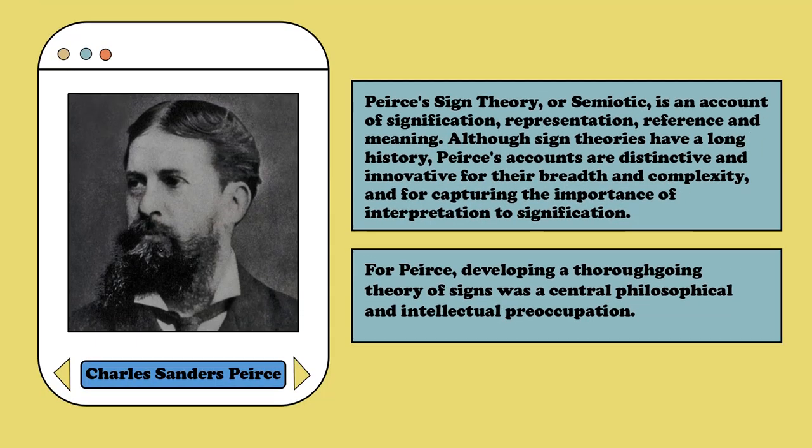The next one we are going to talk about is Charles Sanders Peirce. Peirce's sign theory or semiotics is an account of signification, representation, reference, and meaning. Although sign theories have a long history, Peirce's accounts are distinctive and innovative for their breadth and complexity and for capturing the importance of interpretation to signification. For Peirce, developing a thoroughgoing theory of signs was a central philosophical and intellectual preoccupation.